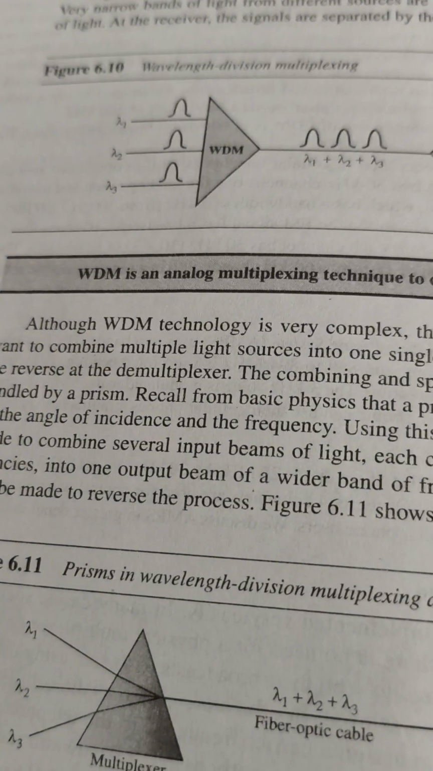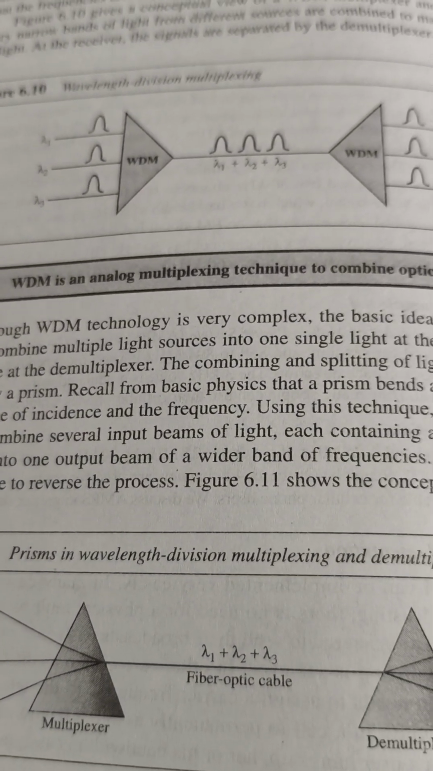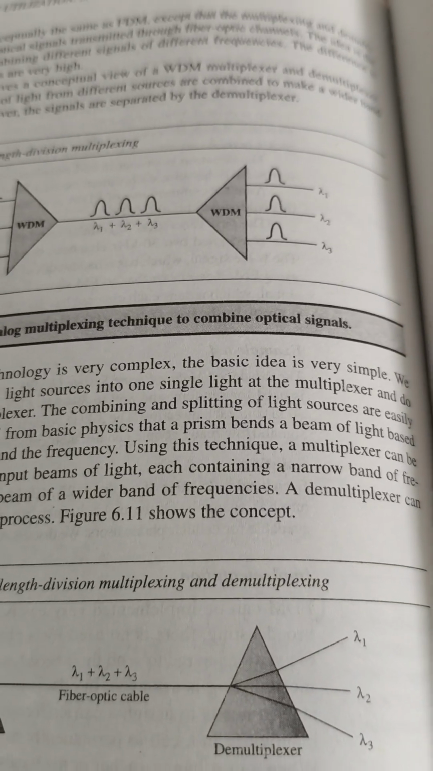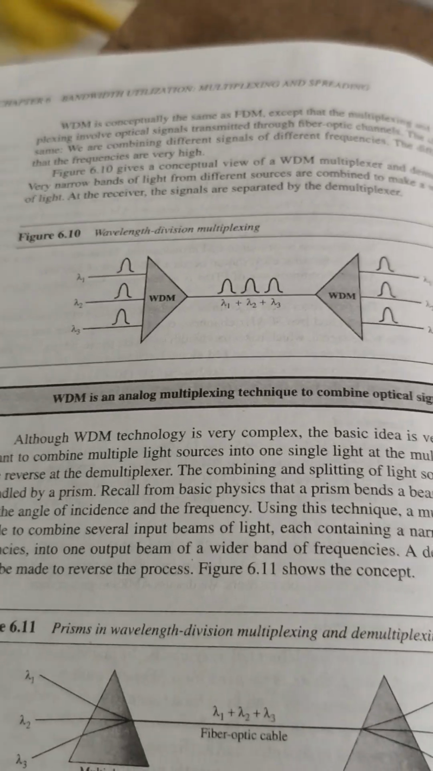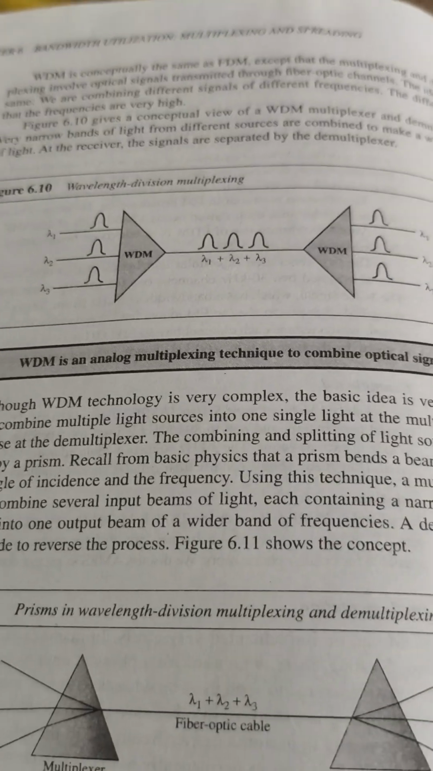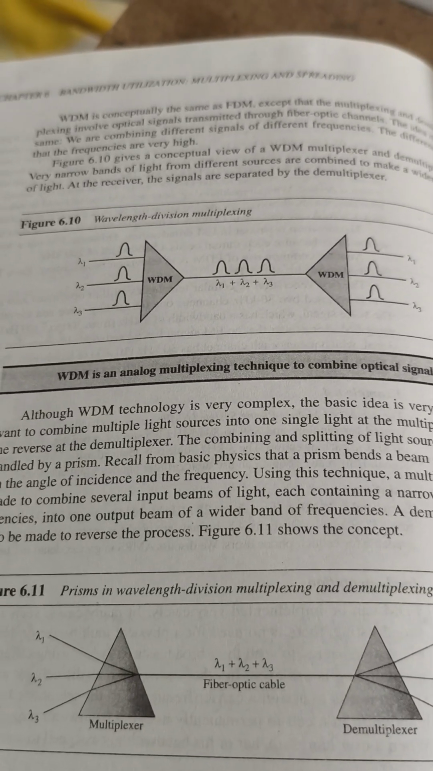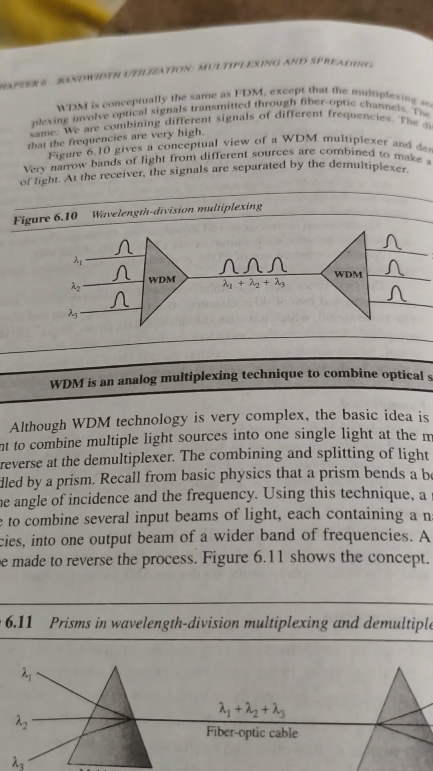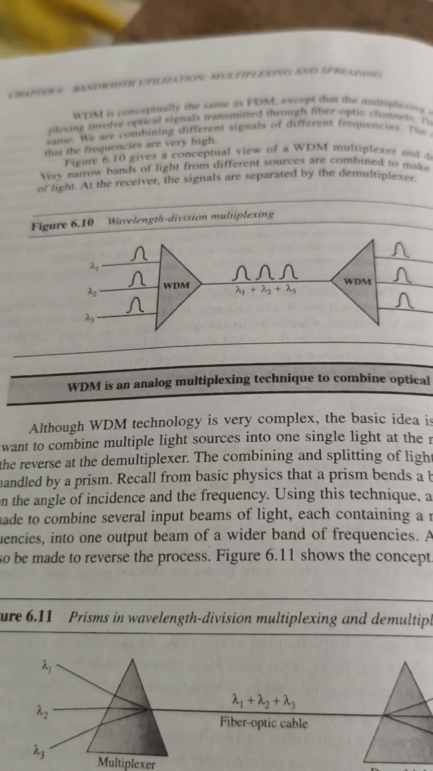Wavelength division multiplexing, WDM, is an analog multiplexing technique to combine optical signals. Very, very important. Day by day there is a revolution in the field of communication, not only for some signal but for any information: voice, audio, video, data, text, whatever.